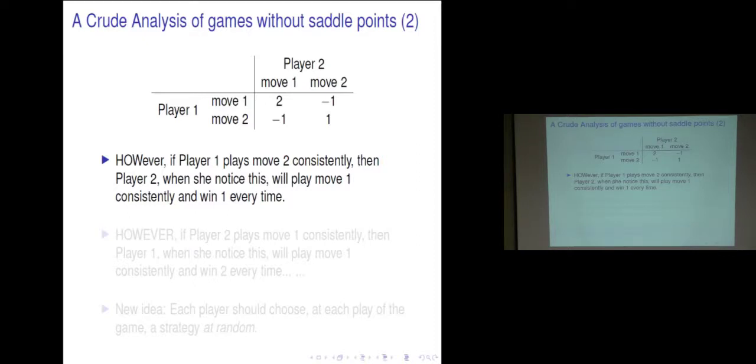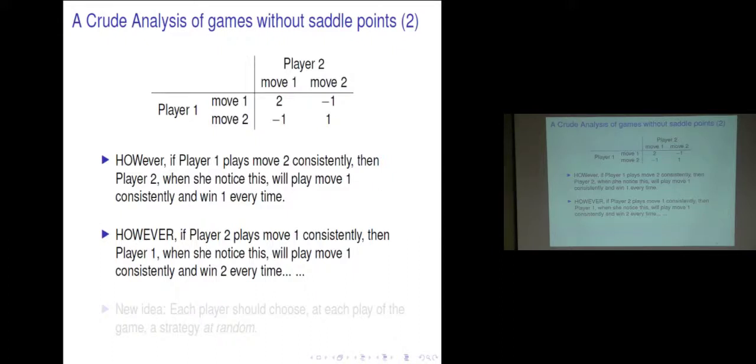However, if player 2 always plays move 1, player 1 is smart, so she will go back to row 1 and win 2 every time. Now this is a cycle.